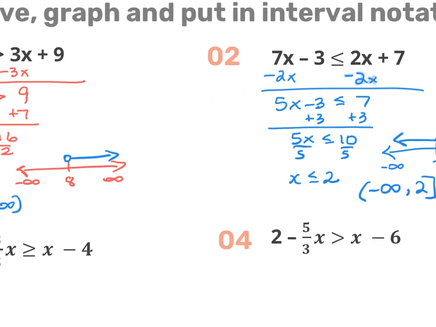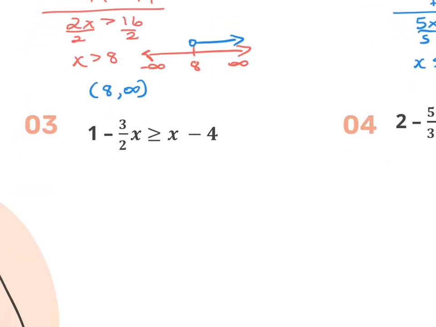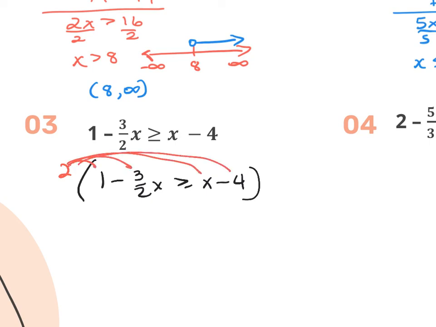You could go ahead and work with the 3 over 2. It's just negative 1.5, but I'm going to multiply my entire equation by 2. Let me just rewrite it here, just to clear the fraction. So I'm going to times all 4 pieces by 2 to get rid of the fraction. So this becomes 2 minus 3x greater than or equal to 2x minus 8. Now I don't have to worry about dealing with a fraction or a decimal.